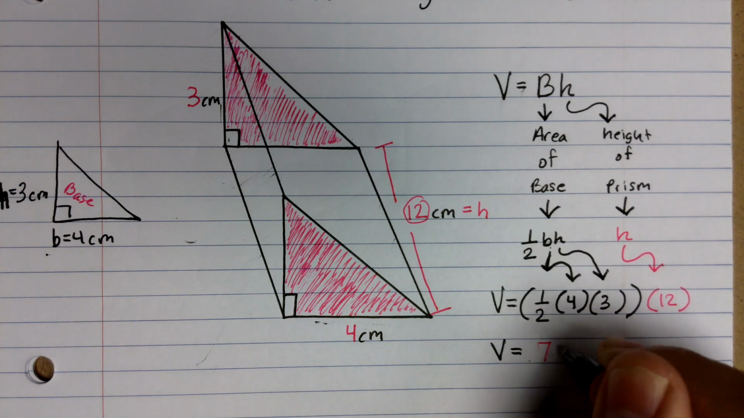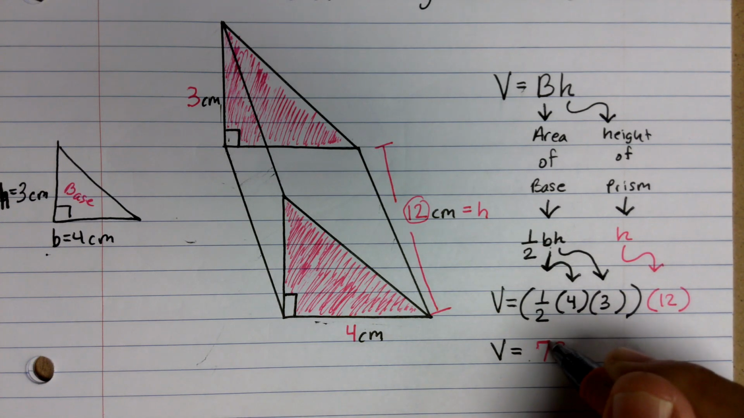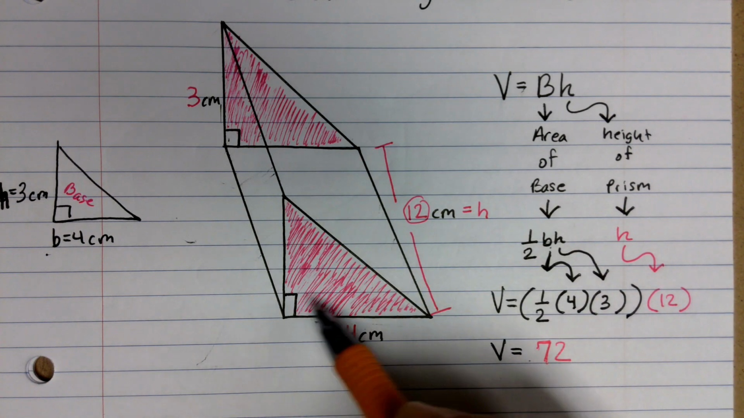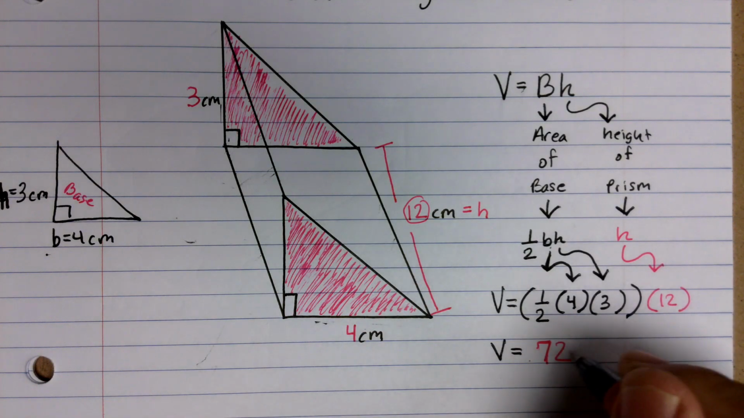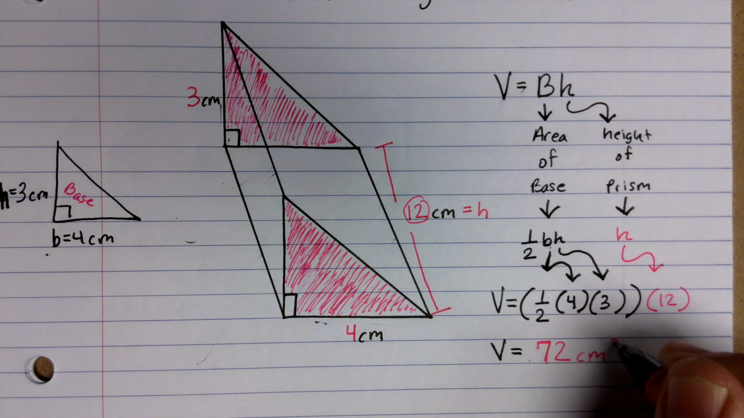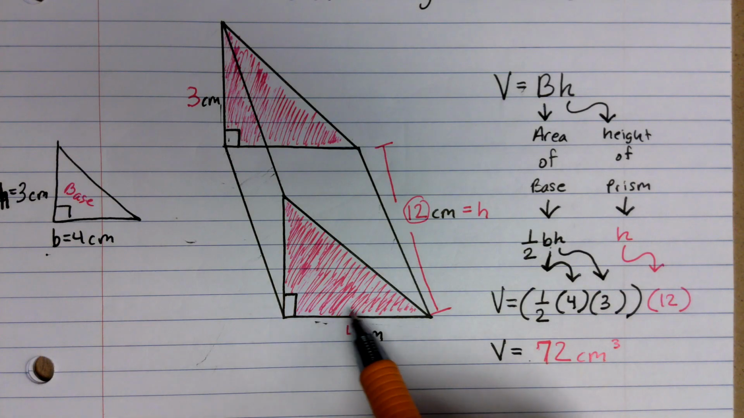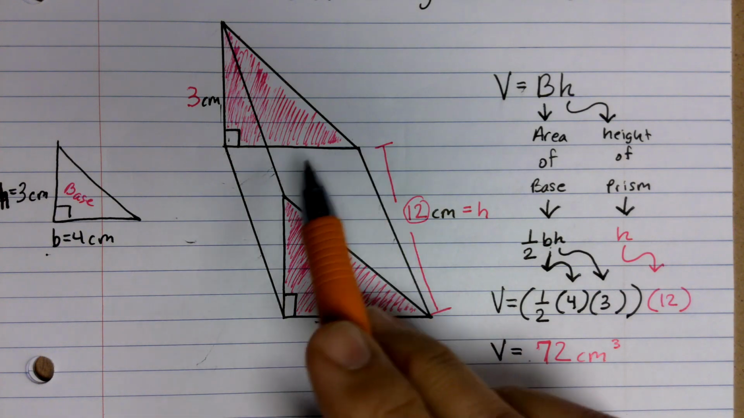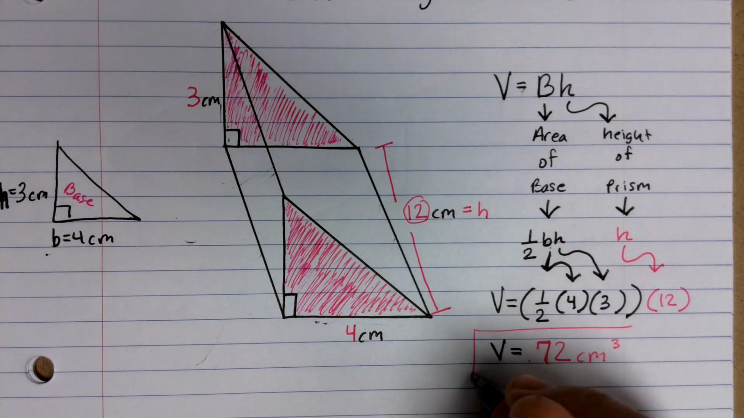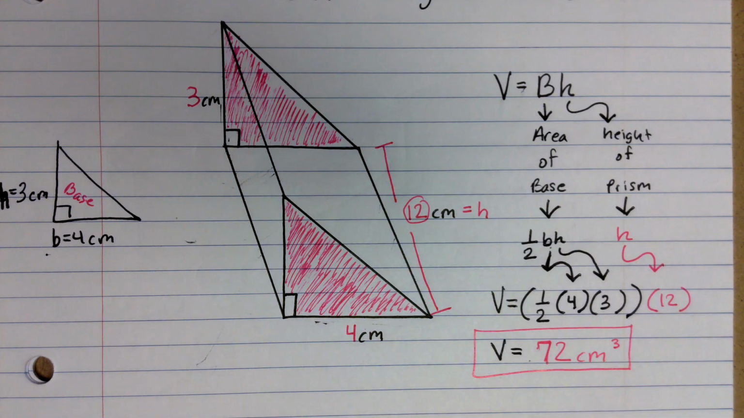So in this case, these units are in centimeters. So the volume of this triangular prism is 72 centimeters cubed, because that's how many little cubes we could fit inside of here to fill this entire shape up. That's all there is to it.